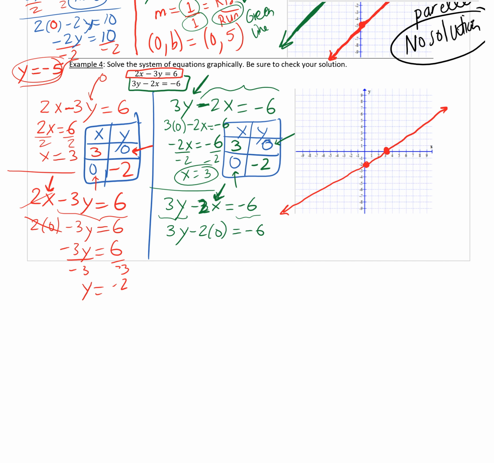I'll replace x with 0, then what's left? 3y, 2 times 0 is 0, so that's gone. 3y equals negative 6. If I divide both sides by 3, I'm left with negative 2. There we go. All right.